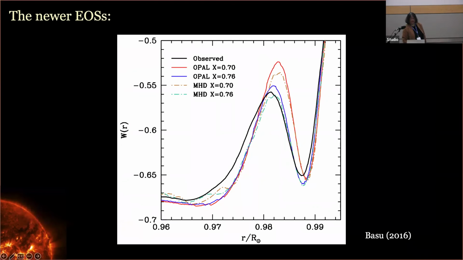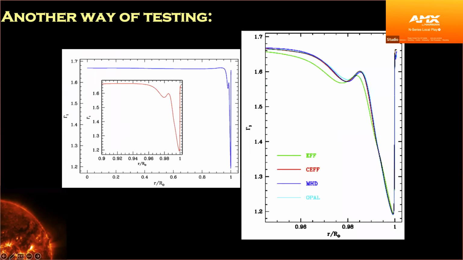In fact, the peak actually depends also on the helium abundance. So you can use that to find the helium abundance of the sun by making models of different helium abundances. But you need to have the equation of state reasonably well matched with the sun. Otherwise, you'll get nonsense, which we found when we tried to find the helium abundance using the EFF equation of state. Okay. Another way of testing is look at gamma-1 again, but not in the core, but towards the surface.